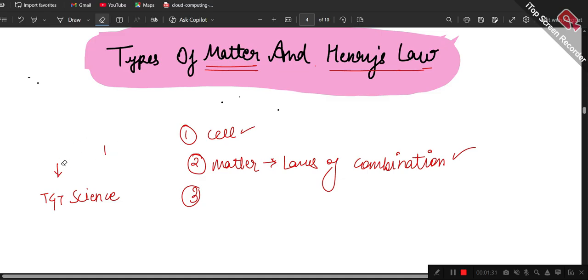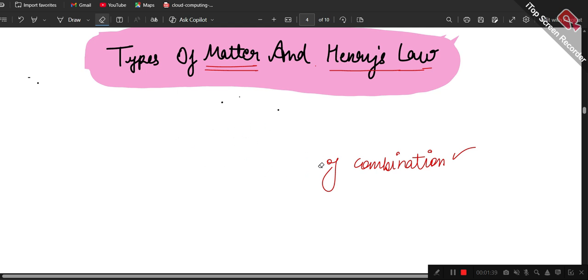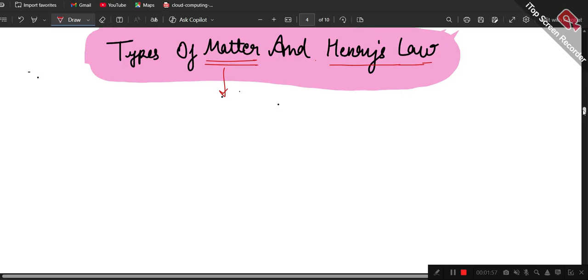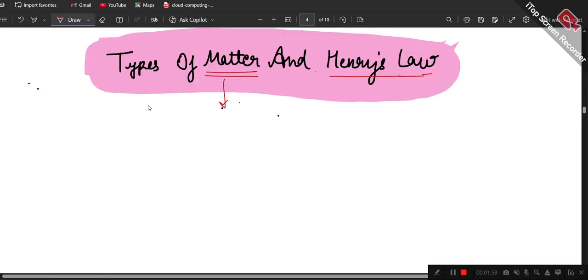Now let us begin with our topic. As we have discussed in the previous lecture, I'm not going to go over the flowchart again. You can go through the flowchart in the previous video that I created, where I have shared the complete flowchart on matter. Matter is anything that has mass and occupies space, and I have classified matter into different properties. You can check that video out. Now I'm going to move forward with types of matter.